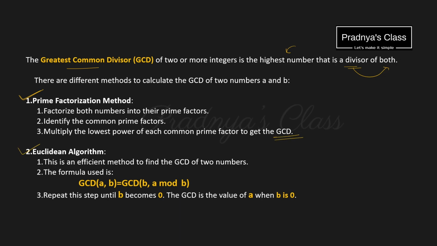There is one more method. It is known as the Euclidean algorithm. What will we be doing? We need to simply use this formula. The value of A will become B and the value of B will become A mod B. This formula we need to keep on repeating until the value of B becomes 0. Ultimately, when the value of B becomes 0, the value of A is the GCD of the two numbers.